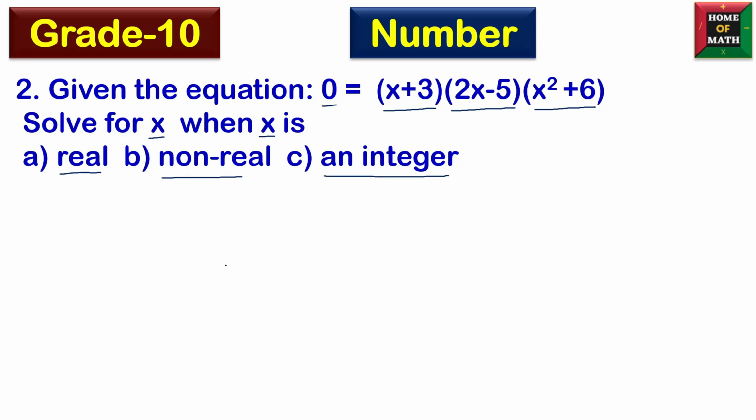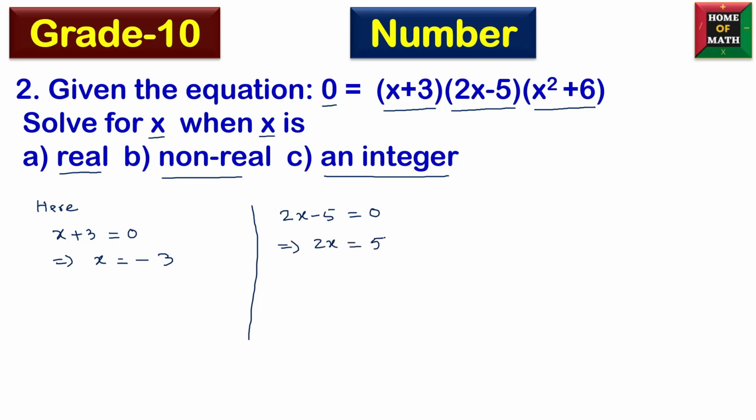Okay, so first, from this equation we will get several types of answers. Here x + 3 = 0, which means x = -3. Or we can write 2x - 5 = 0, or 2x = 5, because we transfer -5 to the right side, and it becomes +5. And finally x = 5/2, as we divide both sides by 2.